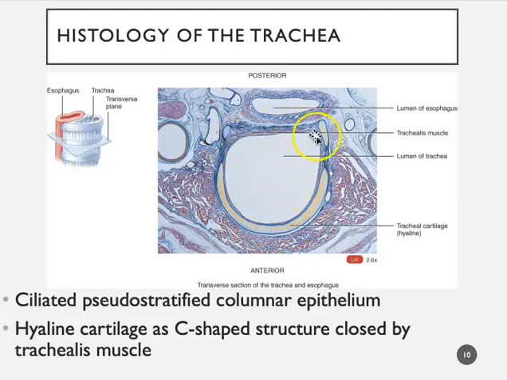And the posterior part of the trachea is actually a muscle. And this makes sense. If you look at this image, the esophagus is right posterior to the trachea. It makes sense that as you're swallowing things, this allows for a little bit better passageway of food instead of if you had a solid tracheal ring.